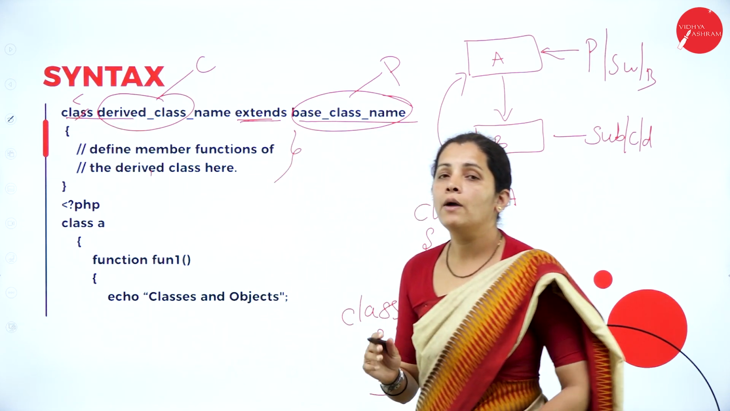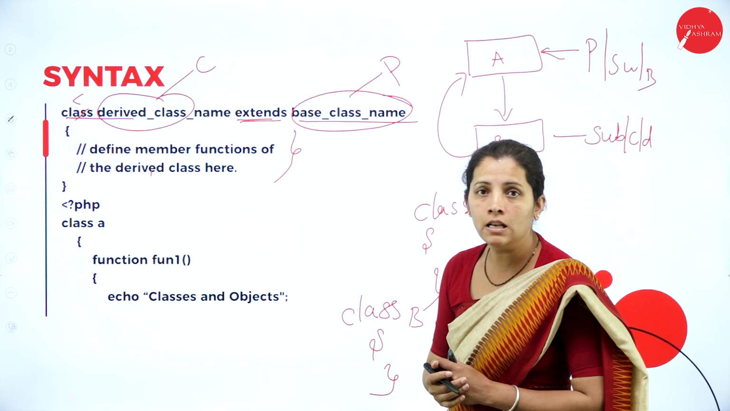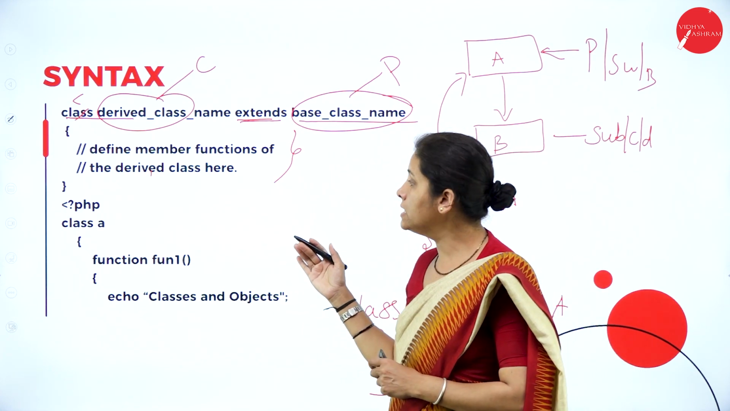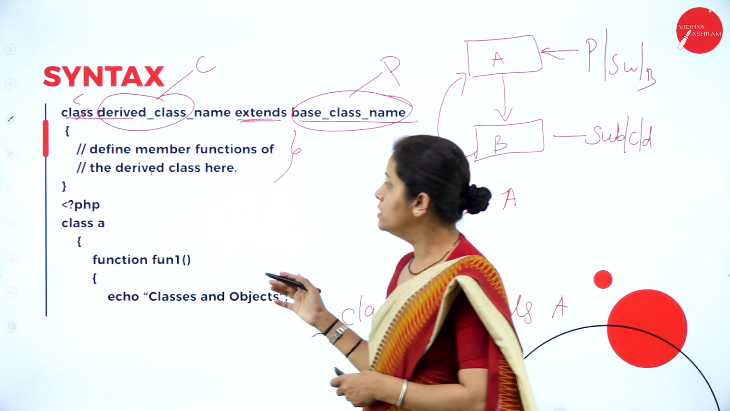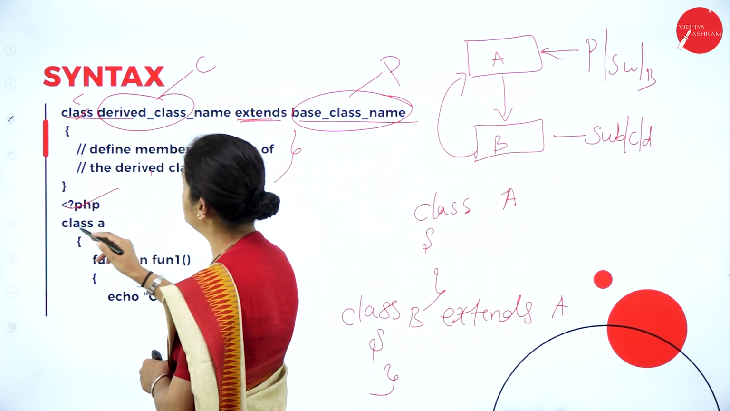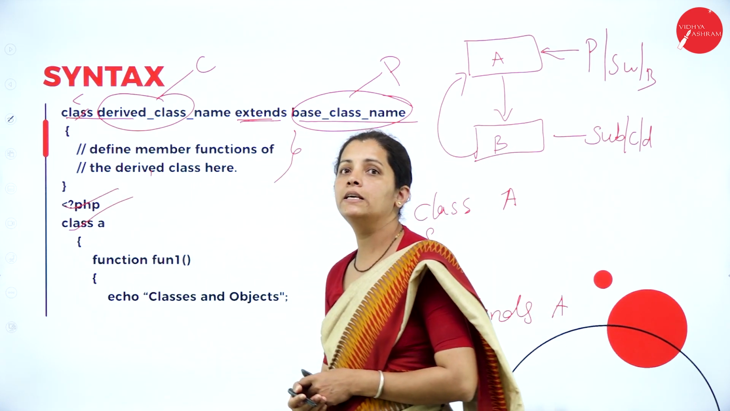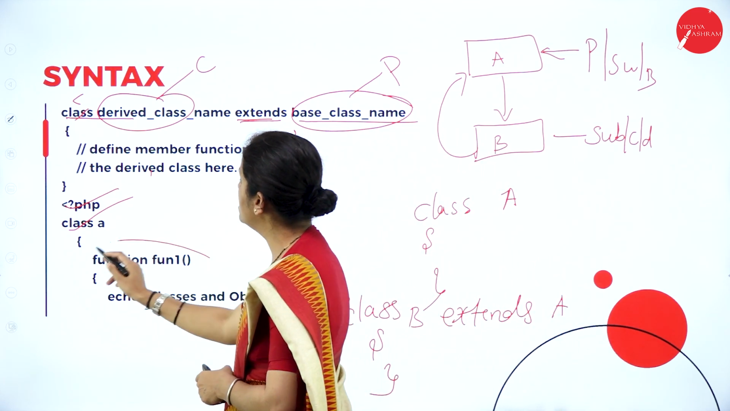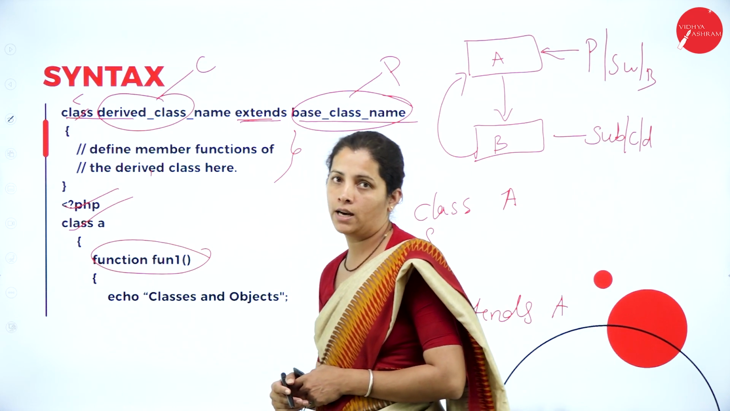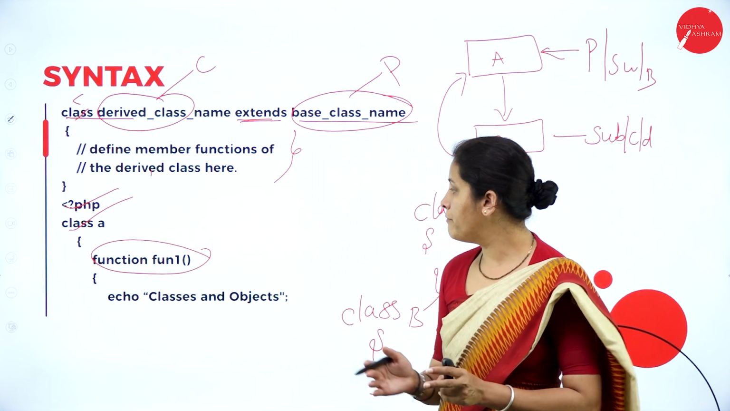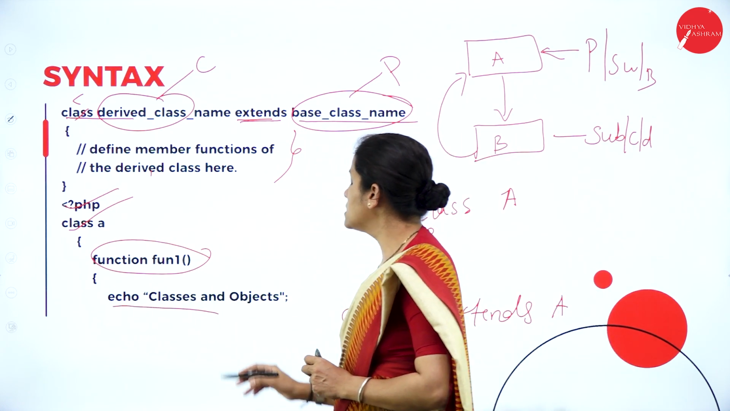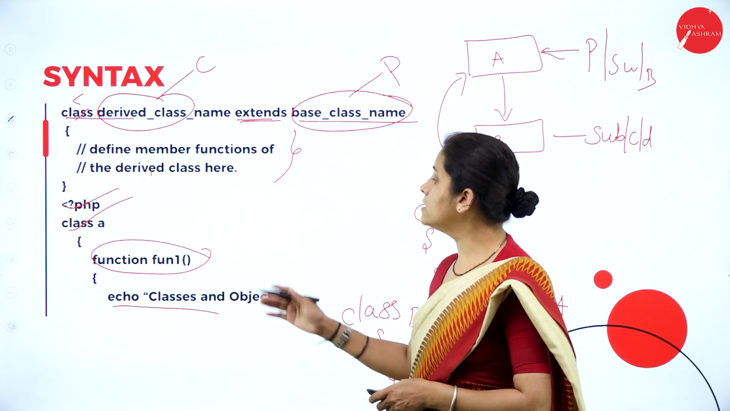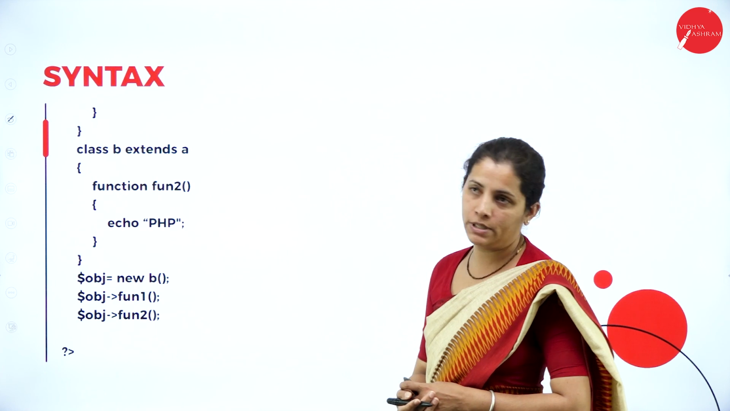Now I want to create a single inheritance. So, where do I create the single inheritance? In my PHP script. I'll start with the PHP tag. What's my class name? A is the class name. In this class, I have a function called F1. What's my function name? F1. And I'm going to display classes and objects. I'm just going to convey the message that it is just a class and objects.